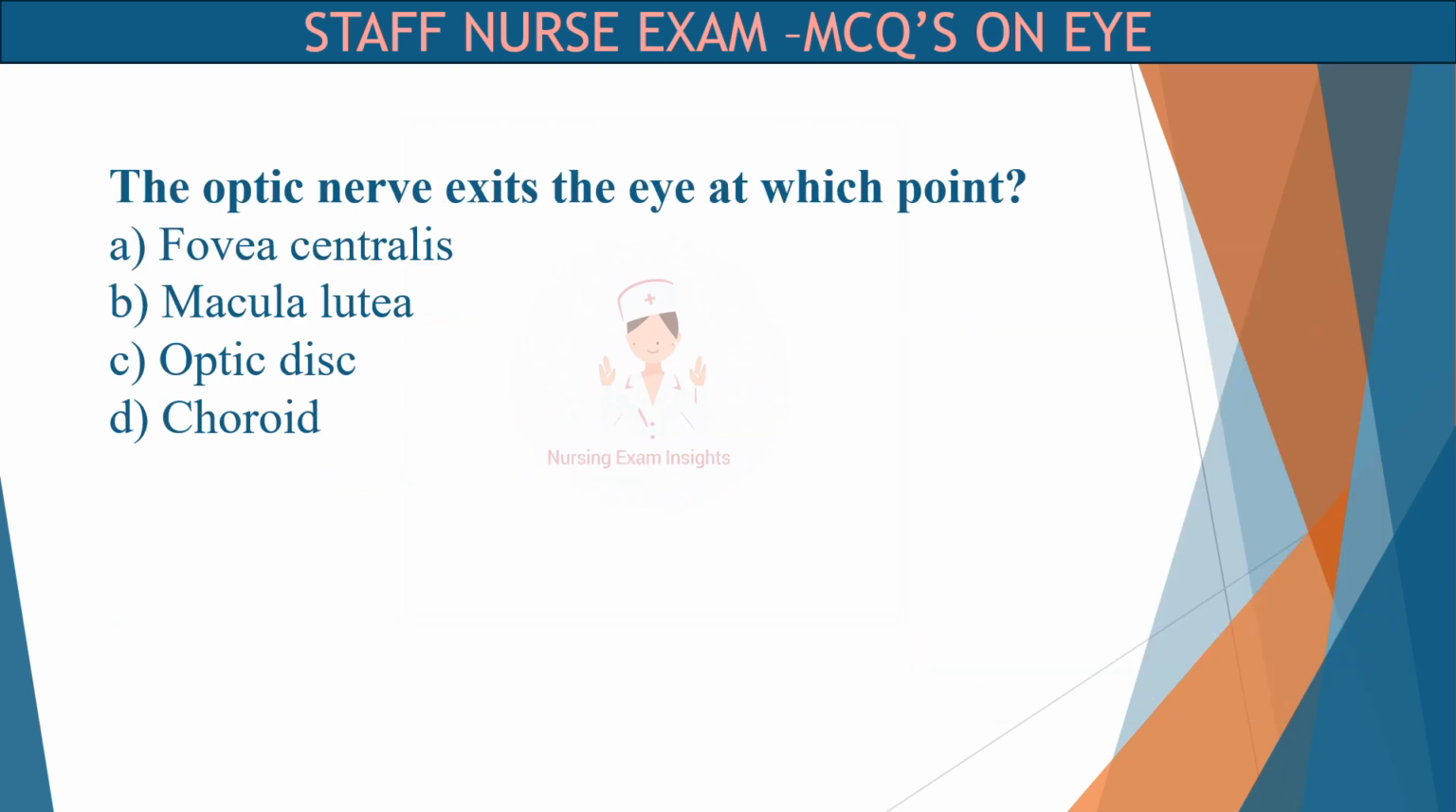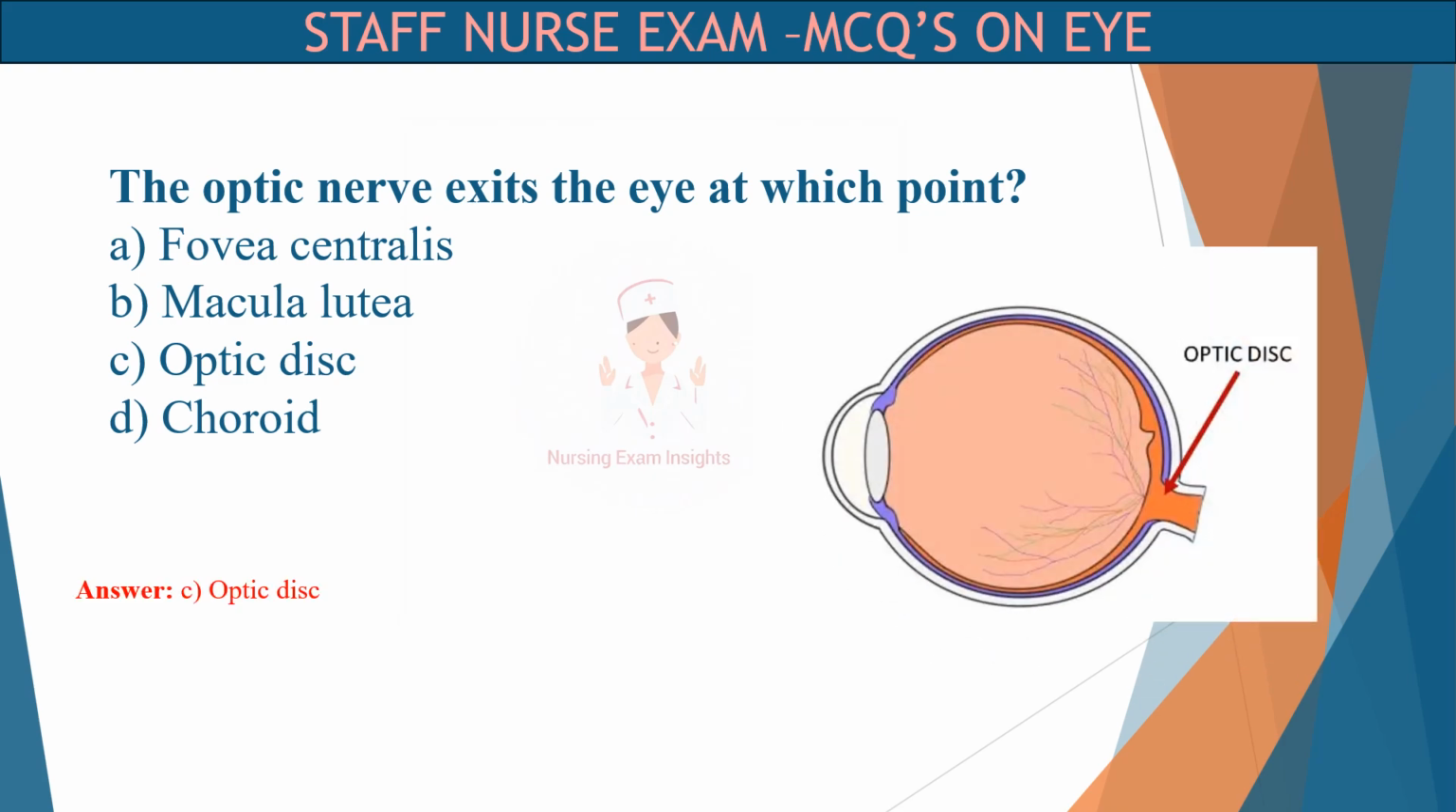The optic nerve exits the eye at which point? Options are A. Fovea centralis, B. Macula lutea, C. Optic disc, D. Choroid. The answer is optic disc. In other words, the optic disc represents the beginning of the optic nerve.